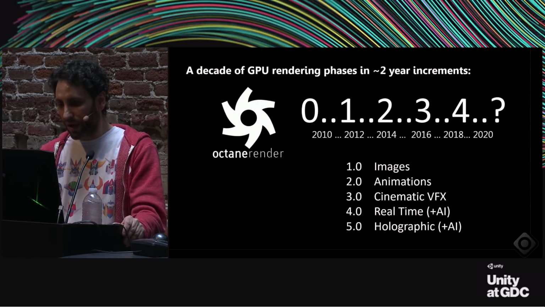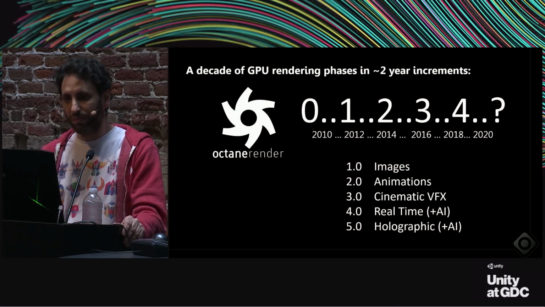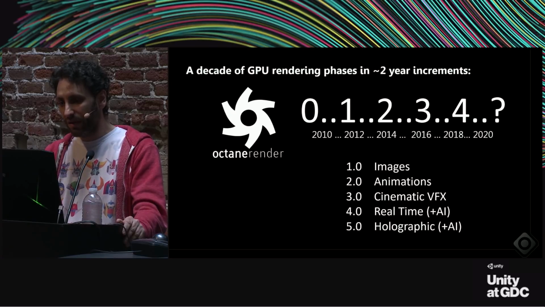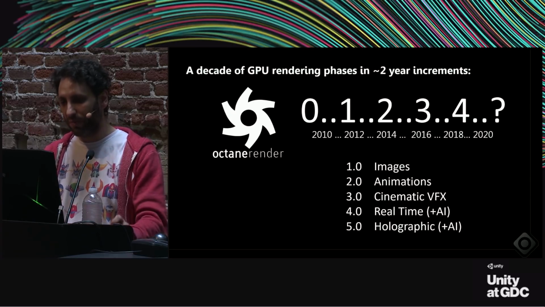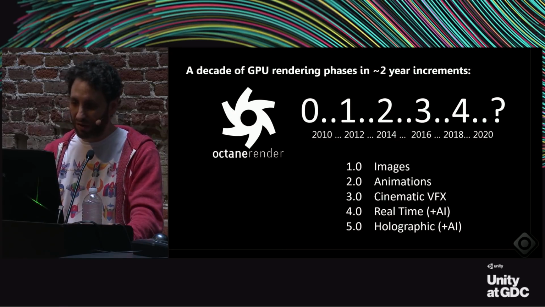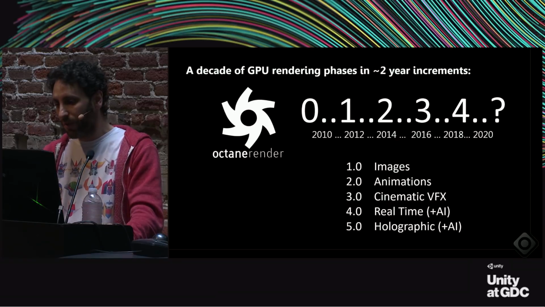So our goal with Octane was to speed up this high-quality rendering and to do it all on graphics cards. And we started this almost 10 years ago. And every 2 years, we've had another major Octane release, and we've tackled another part of this problem. The first version of Octane was really just suitable for images. The second version, we added support for motion blur and animations.